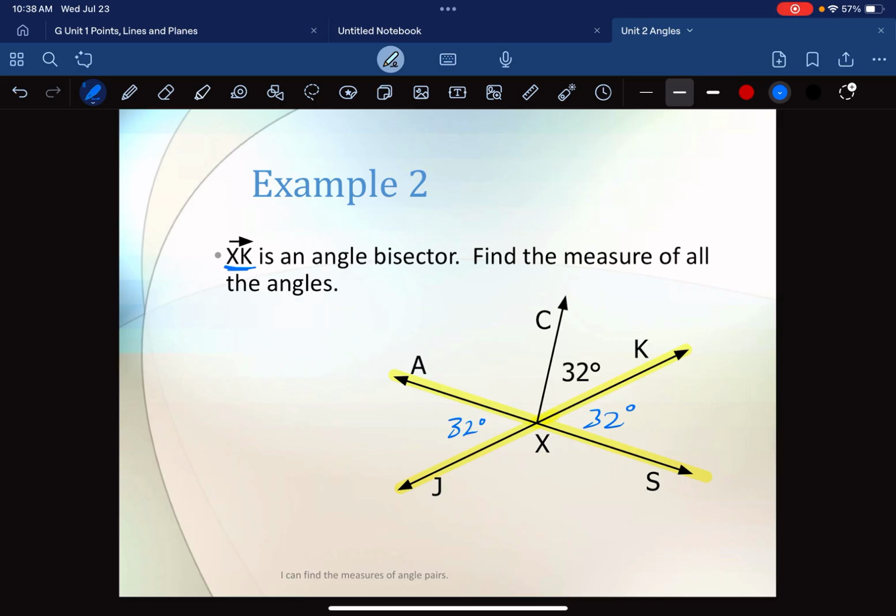And then I know that this makes 180. Straight line, that's a linear pair, so they're supplementary. So I'm going to take 180, I'm going to say 32 plus, and I'll call this angle F, because I don't know what else to call it. F has to equal 180. And so I just subtract 180 minus 32, or excuse me, yeah, 32. 180 minus 32 is 148. So this is 148 degrees.